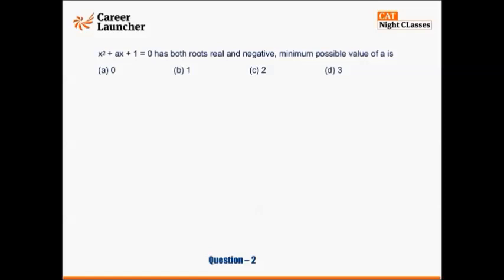So what is written is x squared plus ax plus 1 is equal to 0 has both roots real and negative. Find the minimum possible value of a. I'm getting 10. How are you getting 11 with the same method?